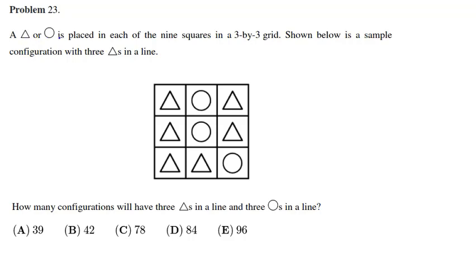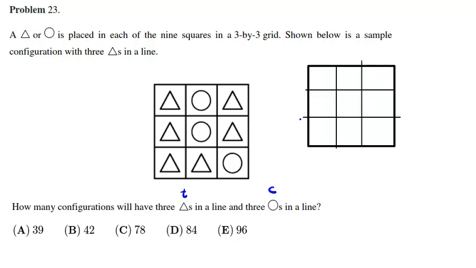Problem 23. A triangle or circle is placed in each of the 9 squares in a 3x3 grid. Shown below is a sample configuration with 3 triangles in a line. So like here vertically, or also we should consider horizontally. How many configurations will have 3 triangles in a line and 3 circles in a line? So I consider it is T, and this one we call C.